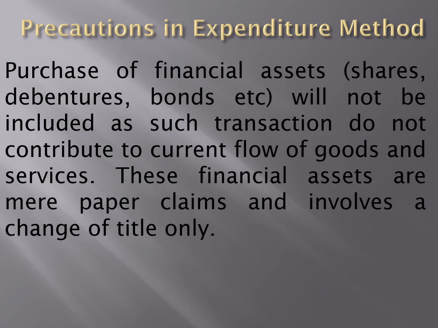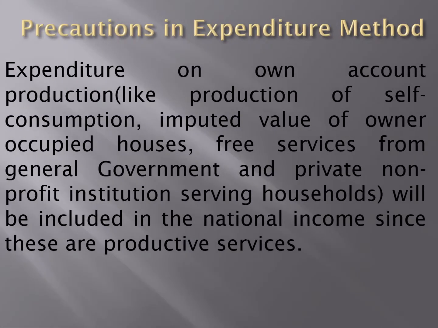Purchase of financial assets, shares, debentures, bonds, etc. will not be included as such transactions do not contribute to the current flow of goods and services. These financial assets are mere paper claims and involve a change of title only. Expenditure on own-account production, like production for self-consumption, imputed value of owner-occupied houses, free services from general government, and private non-profit institutions serving households, will be included in the national income since they are productive services.